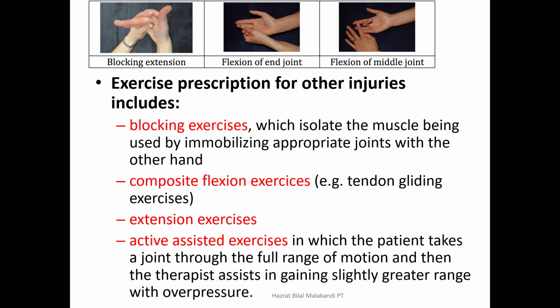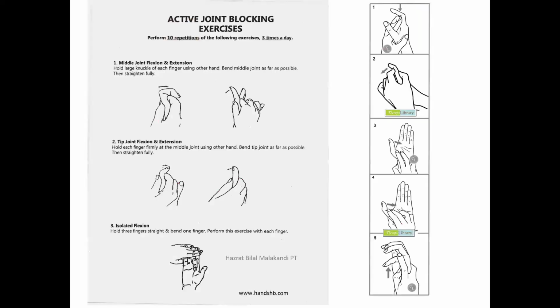Similarly, if we are involving all the joints at once, then these are known as the composite flexion exercises, like we do in the tendon gliding exercises. Then the extension exercises, and the active assisted resisted exercises, in which the patient takes a joint through the full range of motion, and then the therapist assists in gaining some slightly greater range with overpressure, from the available range of motion. So these are the different exercises, specifically the blocking exercises.